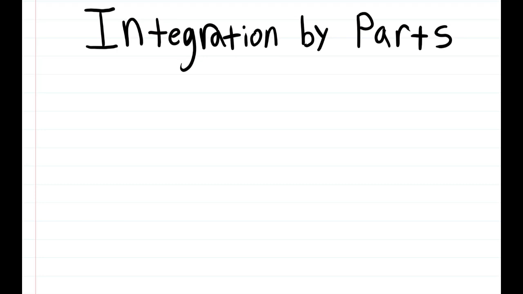In this video, we'll be discussing integration by parts. This is a useful method for integration if you want to find the integral of certain complex functions, but they need to follow a certain form.